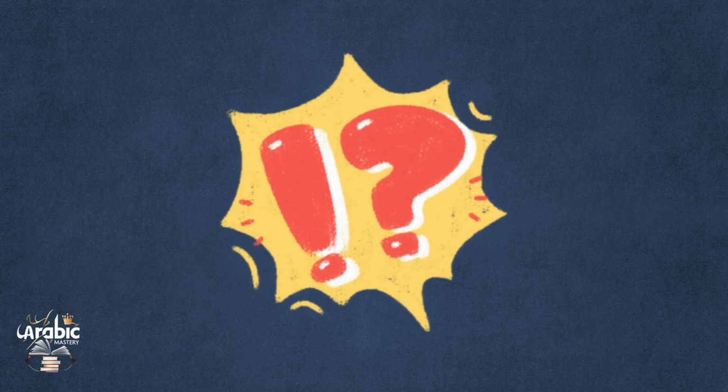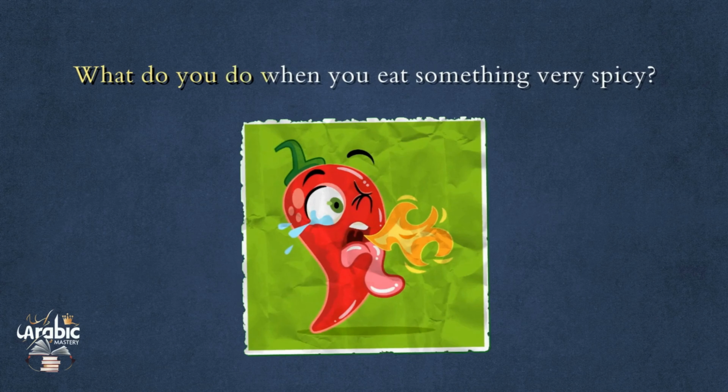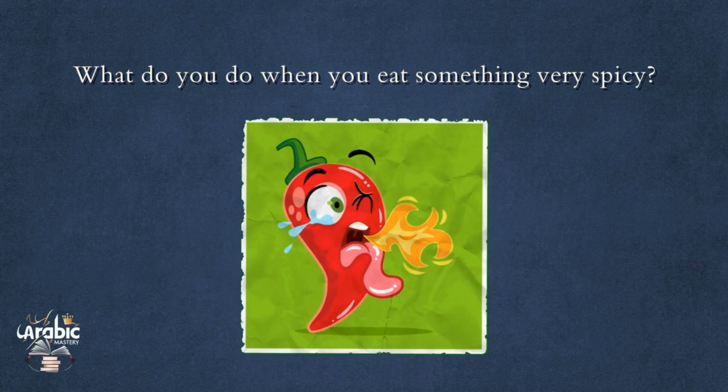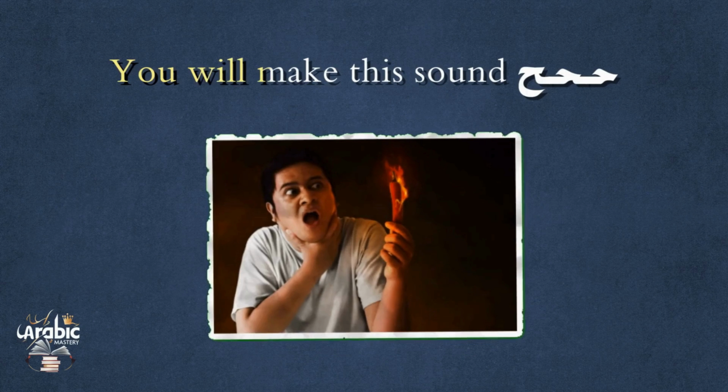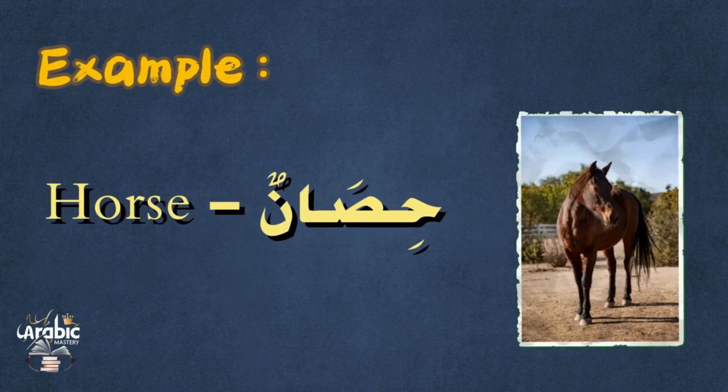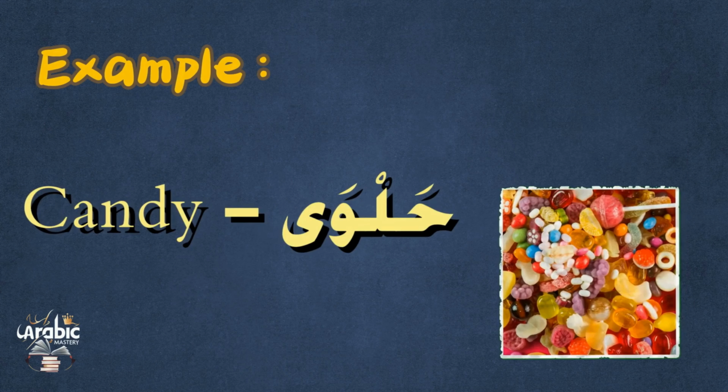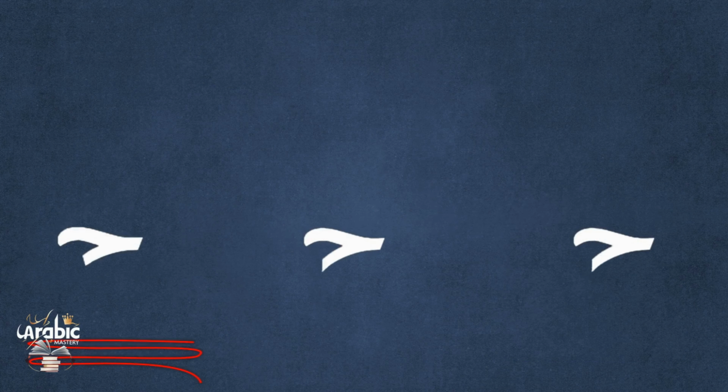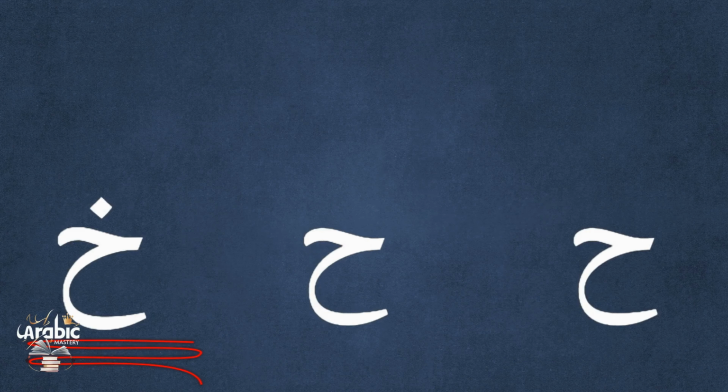Now I have a question. What do you do when you eat something very spicy? You will make the sound. Letter Ha has the same sound. For example, ح, حصان, ح, حلوى.